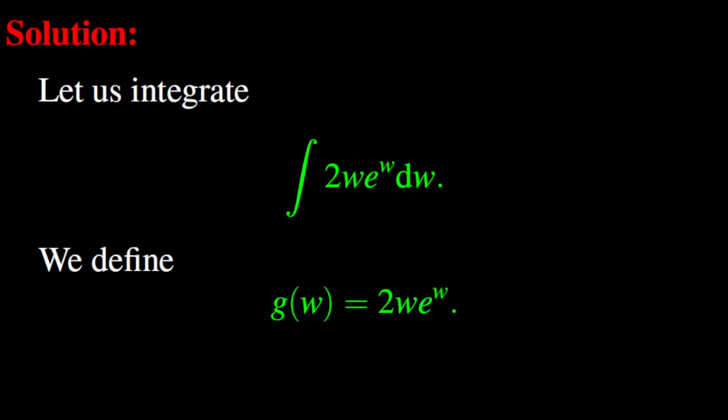Because this method will help us reduce the complexity of the problem by reducing the degree of the polynomial. See that, the polynomial function 2w is of degree 1. Thus, our first goal will be to reduce the degree of the polynomial function to 0, by using the method of integration by parts.